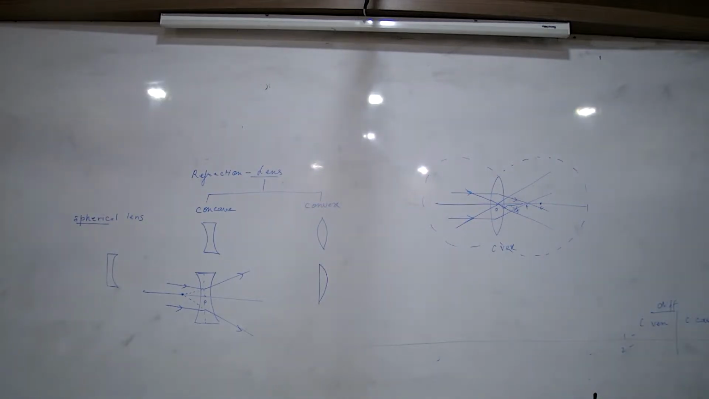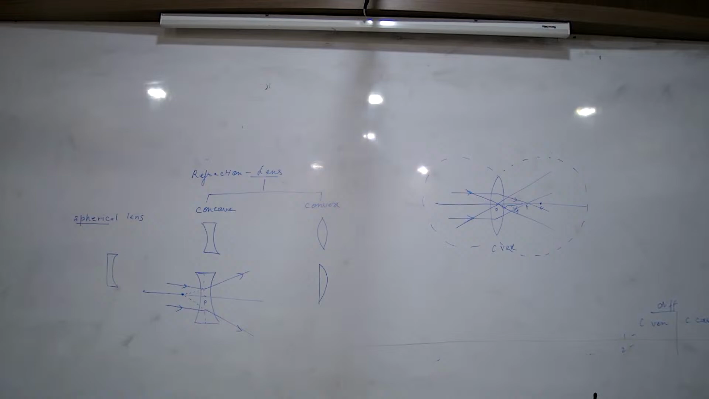The effective diameter of the circular outline of a spherical lens is called its aperture. Underline aperture. So what does it mean? Suppose this is the lens, the diameter of this lens is the aperture. We say the aperture of the camera. So that is the aperture. It can be small, it can be big. So that is its effective diameter.